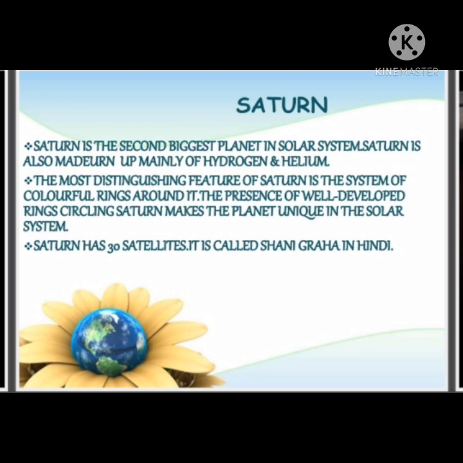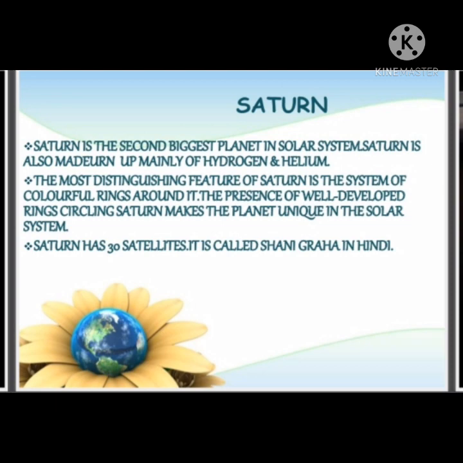Okay, so the most distinguishing feature of the Saturn system is the colorful rings around it. The presence of well-developed rings circling Saturn makes the planet unique in the solar system. It is the planet with the ring. Saturn has 30 satellites.